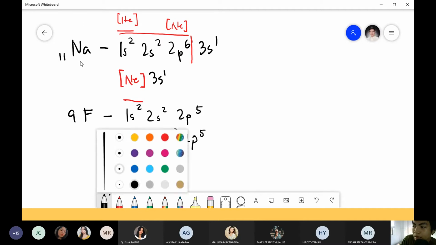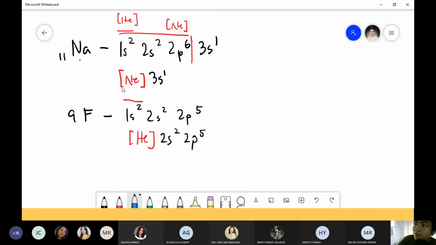Okay, so let's take a look again at sodium. Okay, so since sodium wants to be stable, all it has to do is to copy the electron configuration of the noble gas. Okay, so now let's take a look again into our periodic table. So looking at periodic table, there are two noble gases that are near to sodium, di ba?